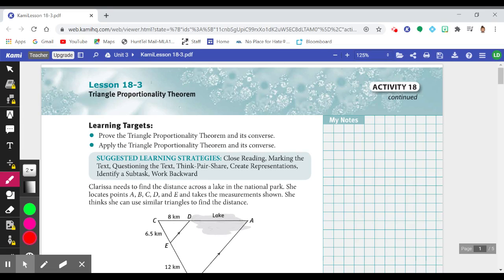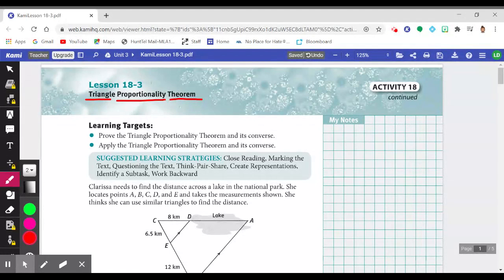And we're back in lesson 18-3, learning today something called the triangle proportionality theorem. So we've been looking at triangles that are similar. We've been using this term proportional over and over again. And so we're actually going to learn something today called the triangle proportionality theorem that is hopefully going to make our lives just a little bit easier.